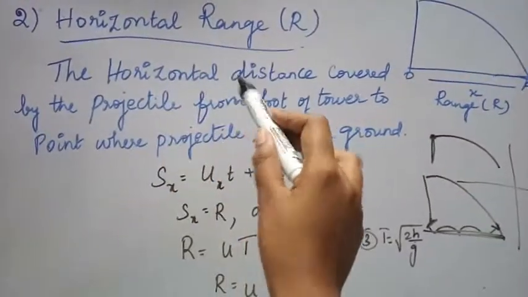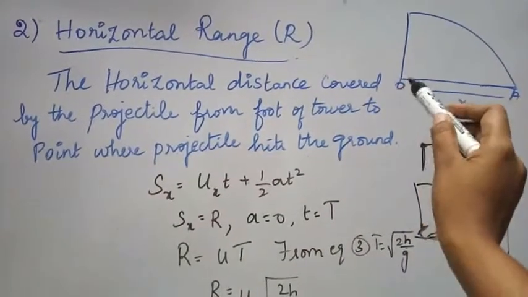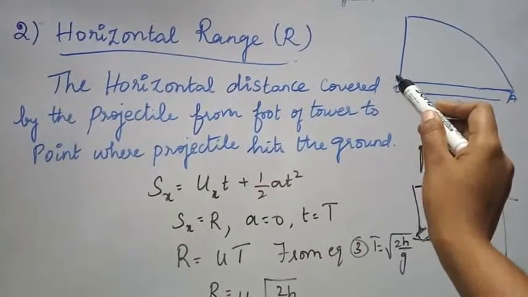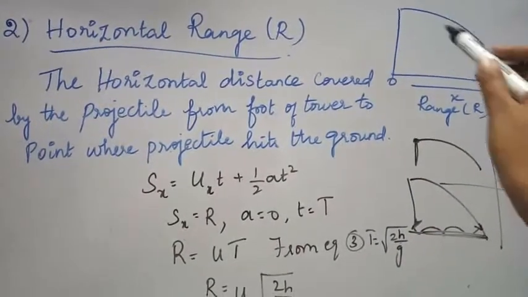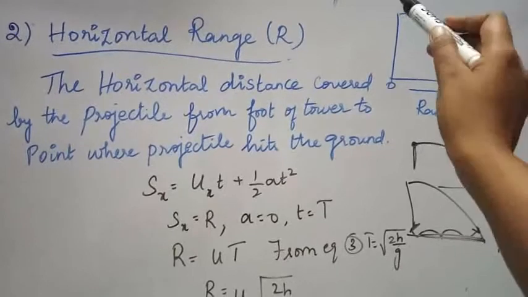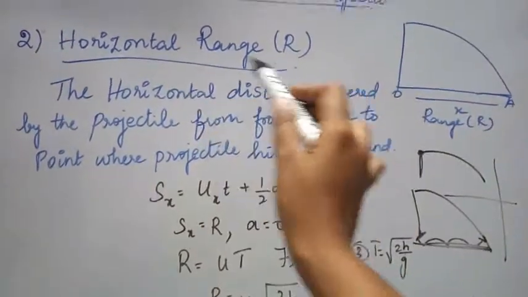So this is the definition. The horizontal distance covered by the projectile from the point of the foot of the tower to the point where the projectile ends or where the projectile hits the ground. This distance is called the horizontal range.